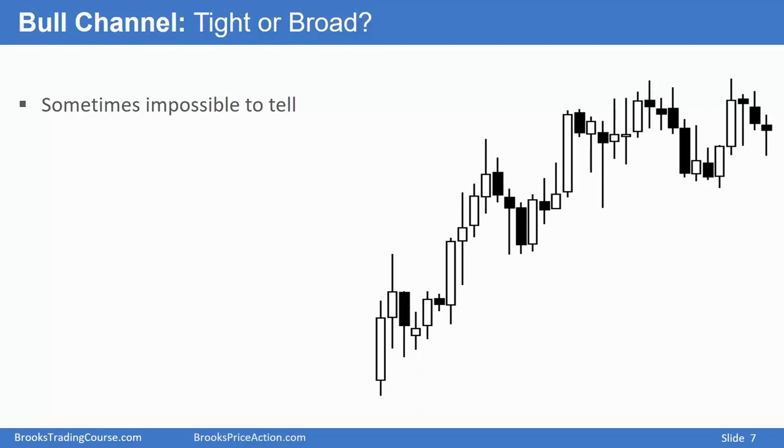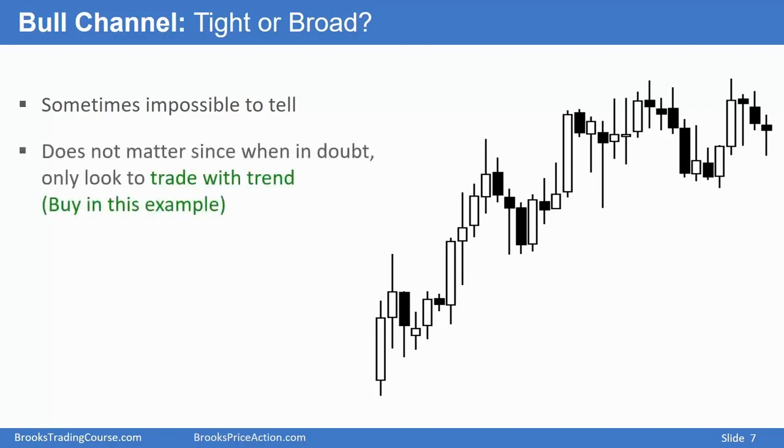But whenever I'm looking at any chart and I'm deciding broad or tight channel, I always assume tight, and therefore I only want to look to buy until there's more evidence that the market is two-sided. If you cannot tell broad or tight, only look to buy, like in this example. So every time the market tries to reverse or pause, look to buy with the stop as the market reverses up.